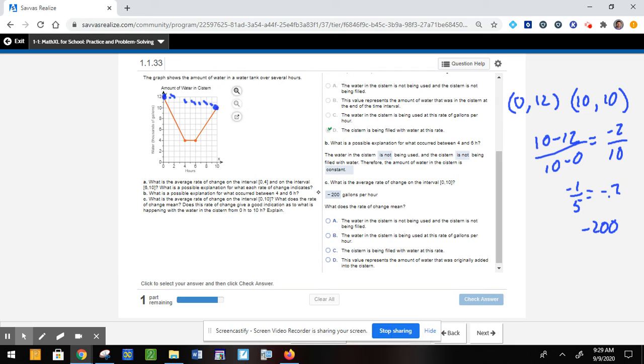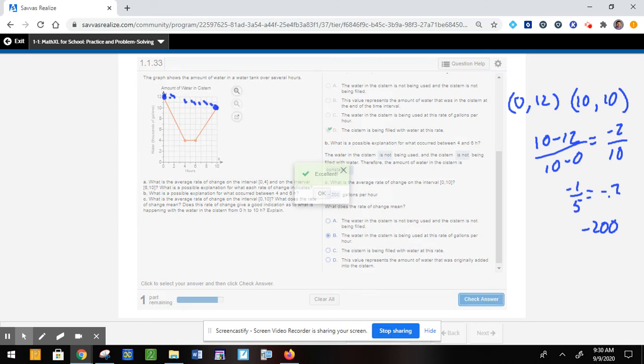Answer choice B, the water in the cistern is being used at this rate of gallons per hour. Potentially, the cistern is being filled with water at this rate. Potentially, but both those things happen. So I don't think either of those are your best answer. And then D, the value represents the amount of water that was originally added into the cistern. All right, that's not true either. So I'm going to go with answer choice B. The water in the cistern is being used at this rate of gallons per hour.